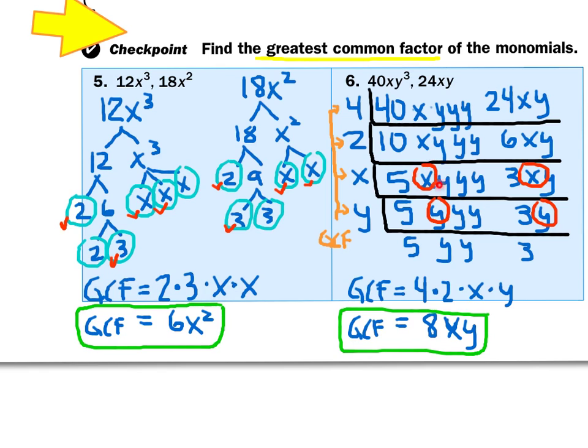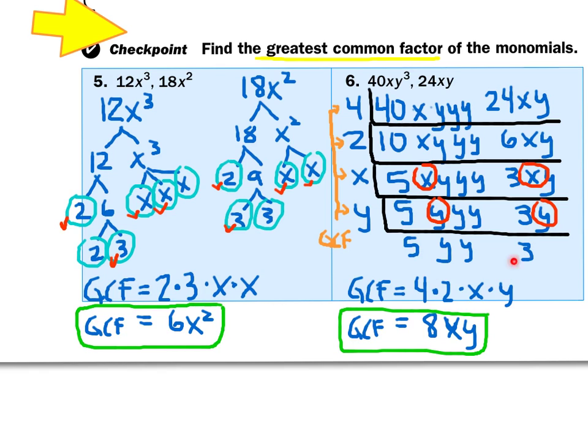Now I'm going to circle the x's. See how they have an x in common? So I circle what they have in common, and I pull it to the outside here. I put it outside. And so now I have 5, and then I bring down the y's, and I have 3, and I bring down the y. And now I notice that they have 1 y in common, so I circle it and bring it to the outside. And now I bring down 5, y, and the 3.